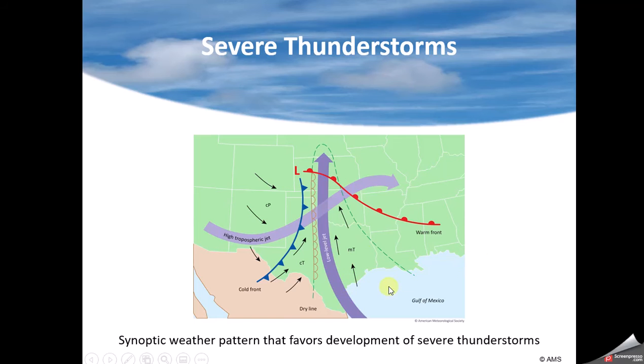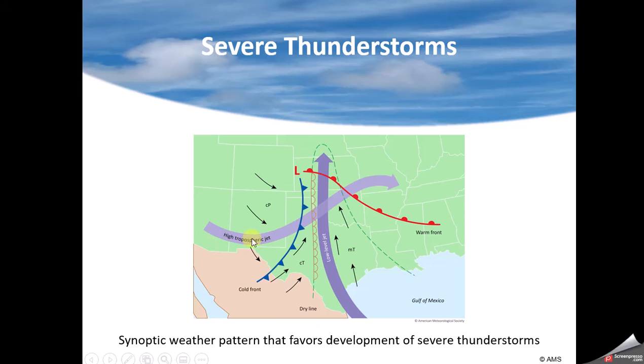Here's a classic situation that happens in the Southwest, where you have a very strong low-level jet, probably at about 5,000 feet, coming out of the due south. Underneath that, you have moisture coming in off the Gulf of Mexico, very humid maritime tropical air. You might even have some dry continental tropical air coming in here.